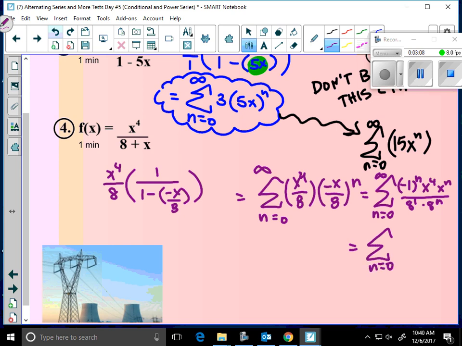Now, if you're already to the next step where I'm at, and you skip this middle step, that's totally fine. I got an alternator, negative 1 to the n, x to what power? 4 plus n, or n plus 4. I like the variable first. All over 8 to the n plus 1. There is your power series representation.